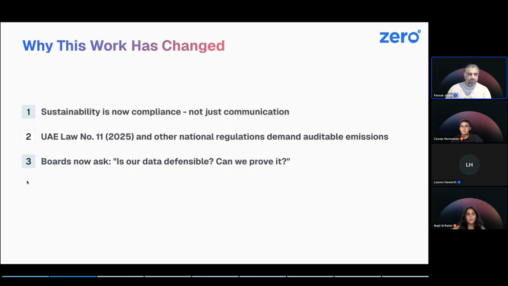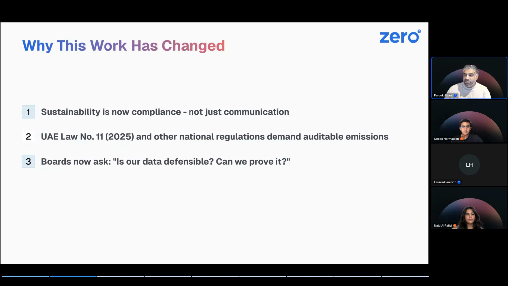In terms of why the work has changed, I'll touch on a couple of points. I think a lot of the people in this room are from the GCC or Southeast Asia, so we'll touch on different markets. But first off, sustainability reporting is now compliance. It's not just communication. In their first couple of years of sustainability reporting, many organizations produce a report to tell the stories of what's happening within their organization. It sits under comms or marketing.